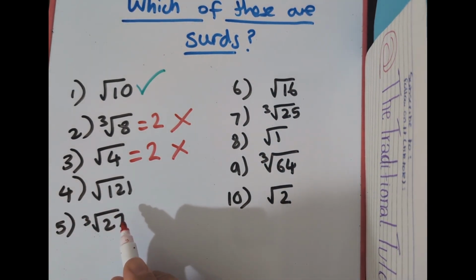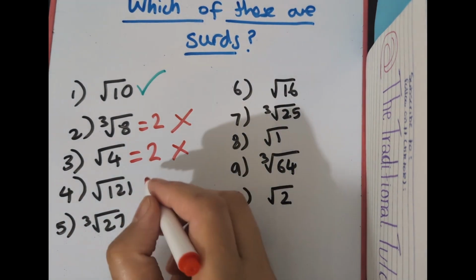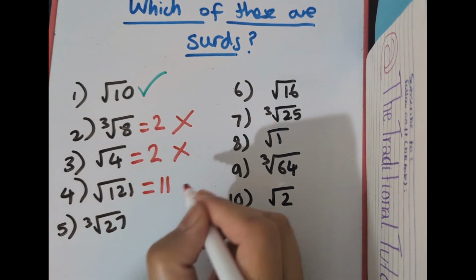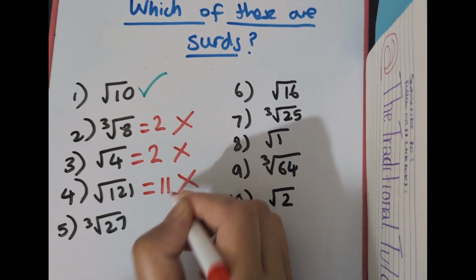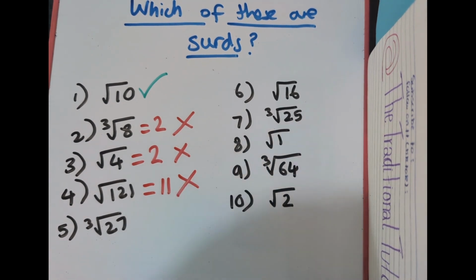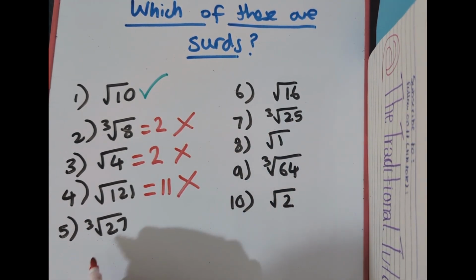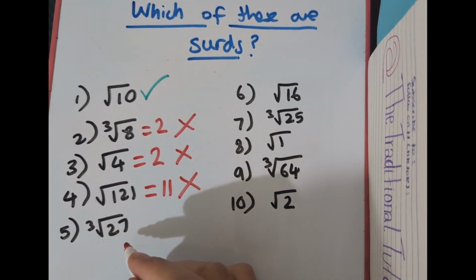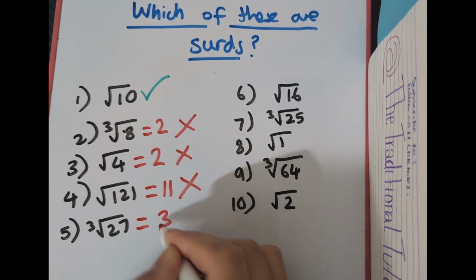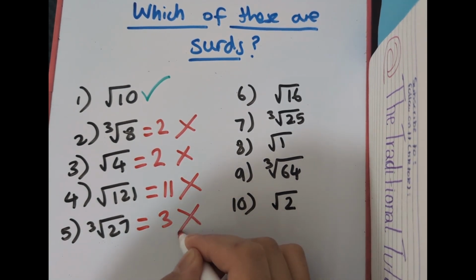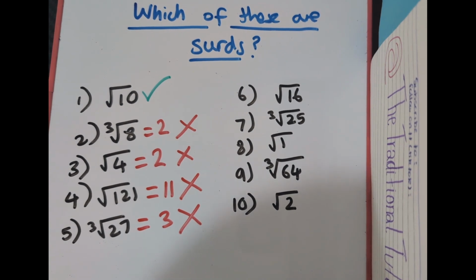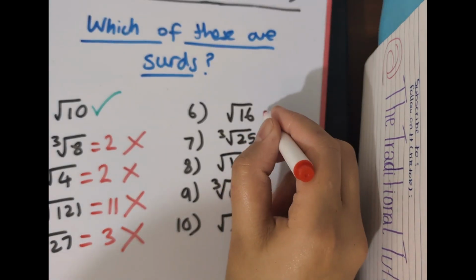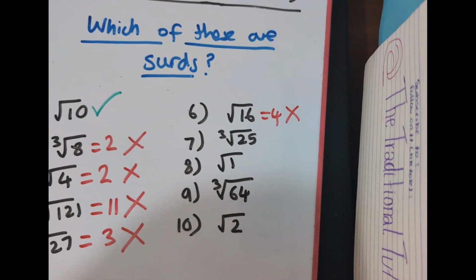Next, we've got the square root of 121. Again, we can solve that because 11 squared gives us 121. So this would not be a surd because it's a rational number that we've got as our answer. Next, we've got the cube root of 27. Well, that is just 3 times 3 times 3, so that again is not going to be a surd. Then we've got the square root of 16. Again, that is 4, so that's not a surd.